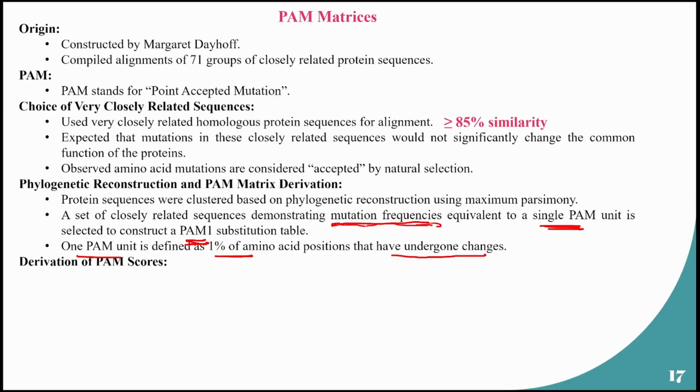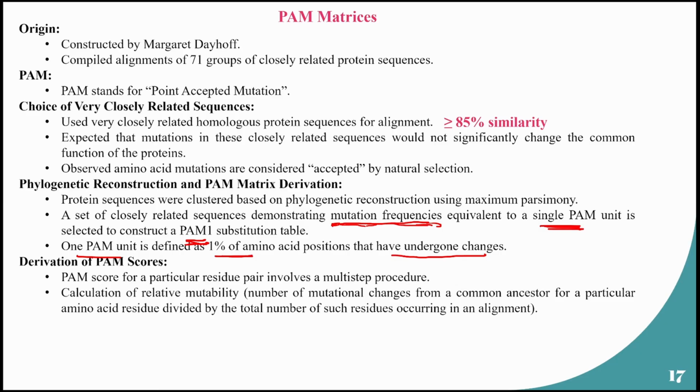Okay, so that's fine. And then if you want to derive the PAM matrix values for a higher order PAM matrix, you have to go for a multiple step procedure, which you do via matrix multiplication. But if you have, for example, certain amino acids changing in a PAM1 scoring system, firstly you have to calculate the relative mutability. That is the number of mutational changes from a common ancestor for a particular amino acid, and you divide that by the total number of residues in the alignment.